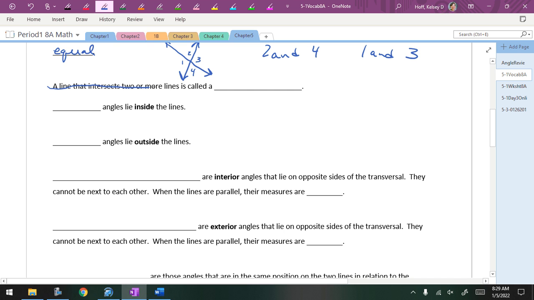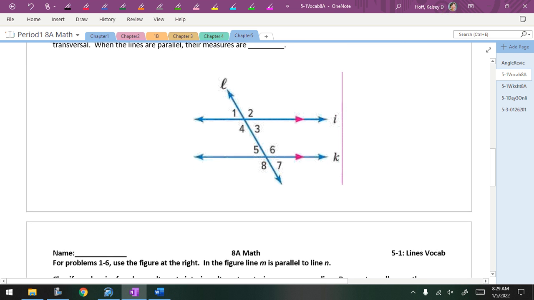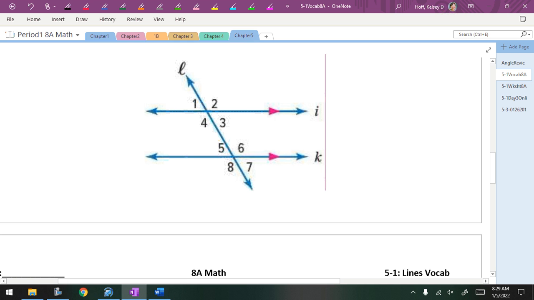We're going to skip this line. Interior angles lie inside the lines. Exterior angles are outside the lines. So if we go down and look at the diagram at the bottom of your page, we have line L that slashes through I and K and forms 8 angles that are numbered there. I and K are the ones we're looking at.